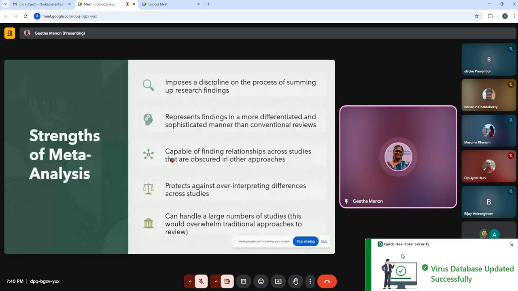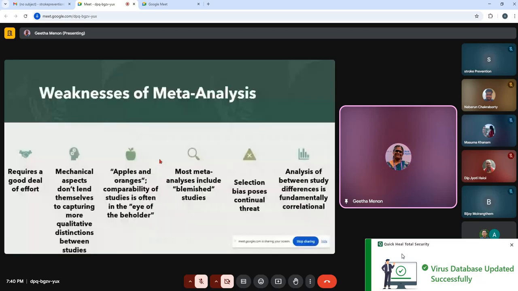And the differences between studies can be quantified, and this method can handle as many studies as possible, unlike a systematic review where you have to just review the articles.